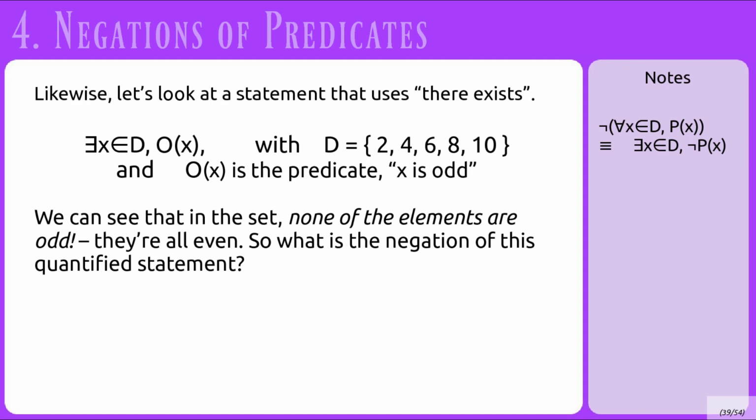Likewise, let's look at a statement that uses there exists. So let's have there exists some x in D such that O of x. We have the domain D is 2, 4, 6, 8, 10, and O of x is the predicate, x is odd. We can see that in the set, none of the elements are odd, they're all even. So what is the negation of this quantified statement?